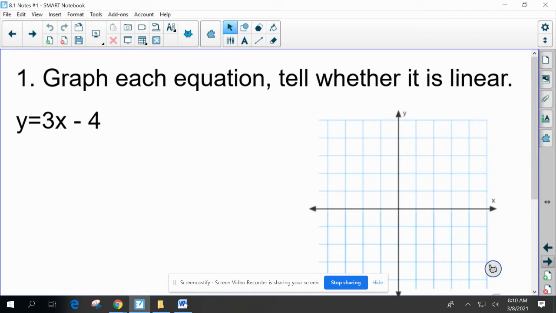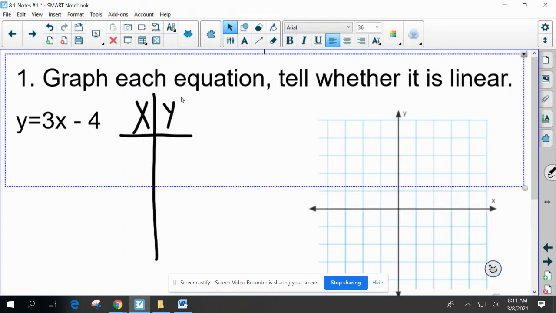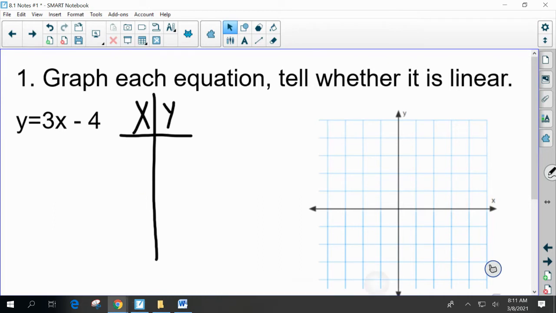linear. So we are going to create an XY chart. We're going to use the same numbers on our XY chart over and over again, okay? So we're going to create an XY chart, and I set it up like this. And it's just a vertical chart. And we're going to put these numbers in there: -2, -1, 0, 1, 2. And then we're going to go down from there and start solving.